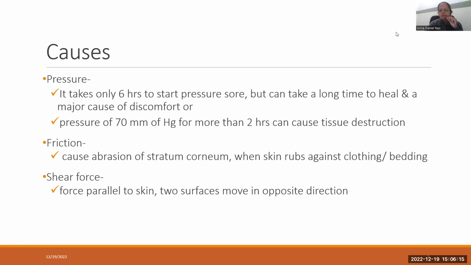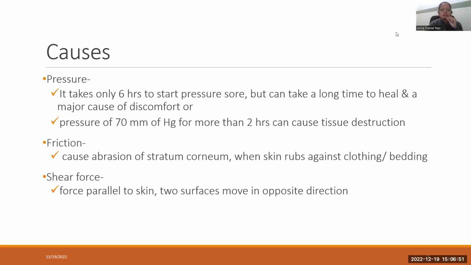Second cause is friction. That will cause abrasion of the stratum corneum. Here the skin rubs against very fundamental things like clothing or bedding. We'll talk later about the other equipment used for the basic nursing care of patients, like a bedpan, or a Macintosh, or anything.